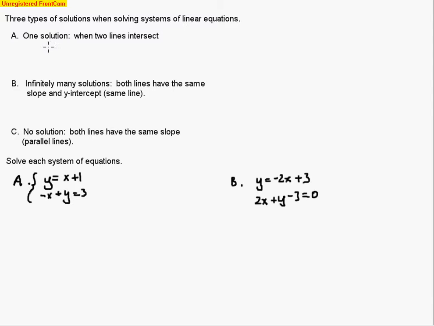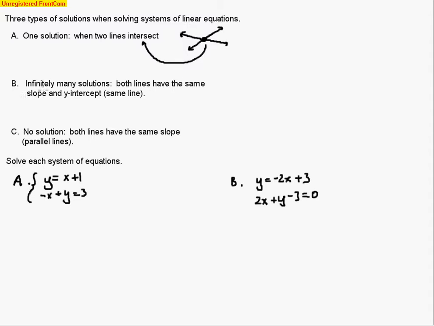One solution is the type that we've dealt with in the past, and so this one would look like this. If we had a line, and then we have another line, and they intersect, the point that they share in common, this point right here, is the point at which they intersect, and that is our solution. So whatever that point is, is the answer to our problem.